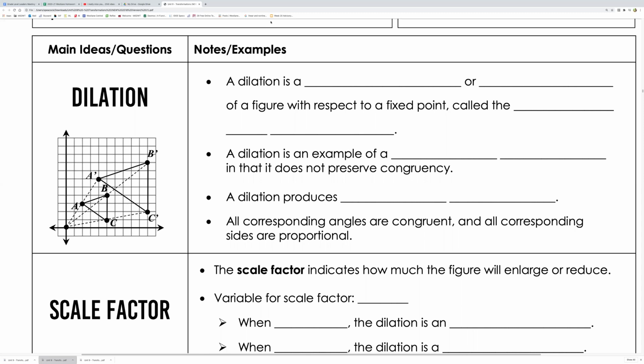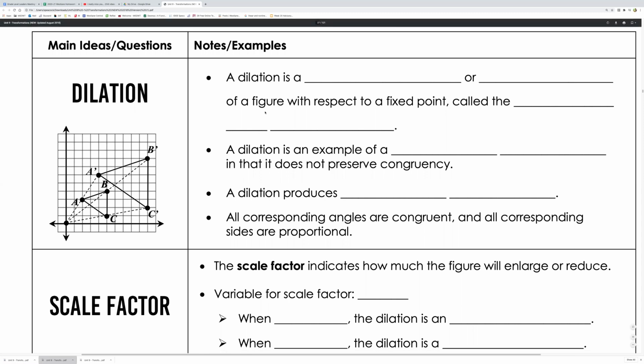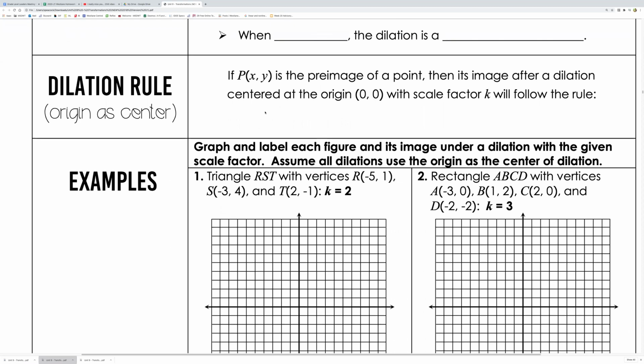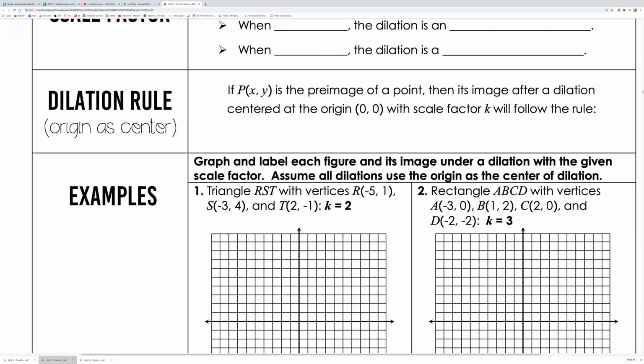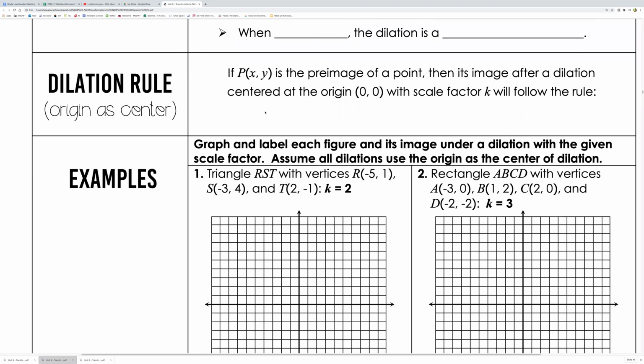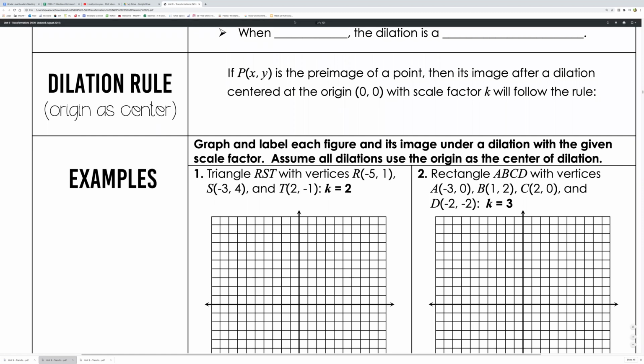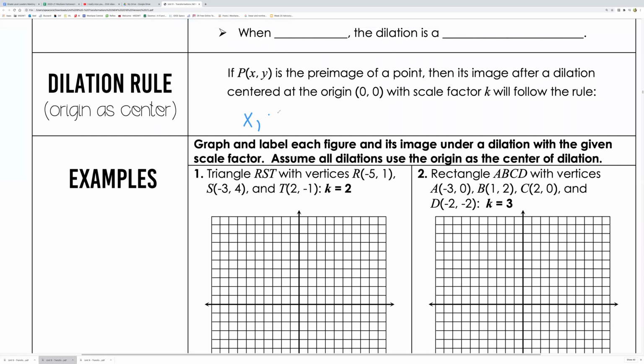All righty. If P(x, y) is the preimage of a point, then its image after dilation centered at the origin (0, 0) with scale factor K would be the following rule. So this is our coordinate notation. We have (x, y) arrow (Kx, Ky).